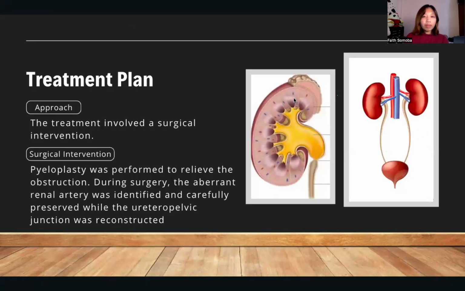For the treatment plan, to address the obstruction, the treatment plan involved a surgical intervention. Pyeloplasty was performed to relieve the obstruction. During the surgery, the aberrant renal artery was identified and carefully preserved while reconstructing the ureteropelvic junction.